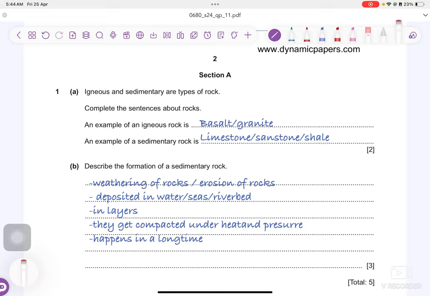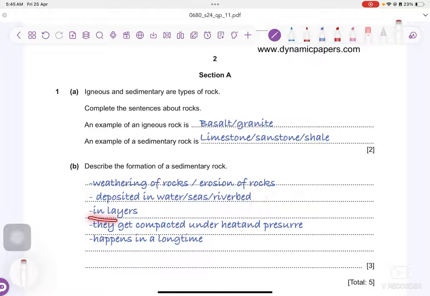Now, the next question is talking about the formation of sedimentary rocks, and these are some keywords that you have to write in your answers. First of all, we have to say that weathering of rocks and erosion happens, okay? So the rocks are broken down into small fragments and pieces, and so they get eroded with air and any other environmental factors, okay? This point is not really important, okay?